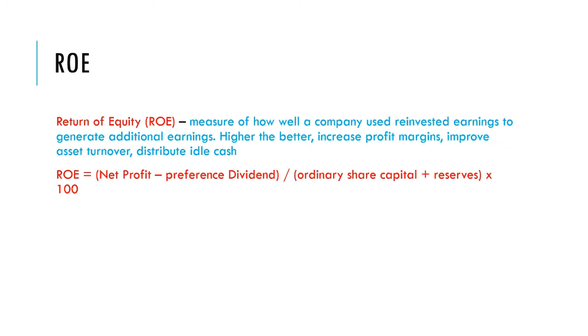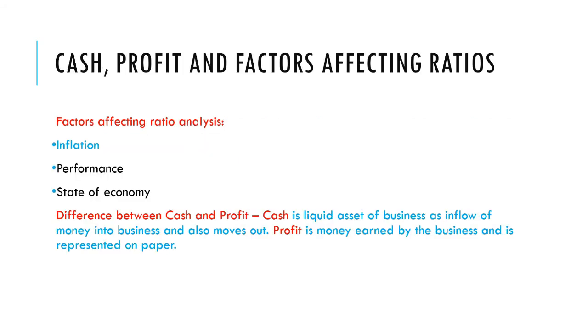ROE, similar again, is return on equity. This is a measure of how well a company uses reinvested earnings to generate additional earnings. The higher the better it is. You increase your profit margin, and you improve asset turnover or distribute idle cash. You calculate ROE by taking your preference dividend away from your net profit, and then divide this by ordinary share capital plus reserves and times it by 100.